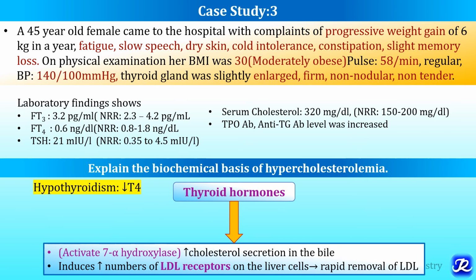It also induces the number of LDL receptors on the liver cell, and with the help of that there is rapid removal of LDL cholesterol from the circulation. So thyroid hormones will help to decrease the level of cholesterol. But in hypothyroidism there is decreased thyroid hormone level, so these functions are inhibited, and that's why hypothyroidism is associated with hypercholesterolemia.